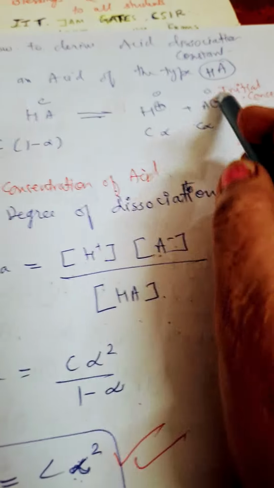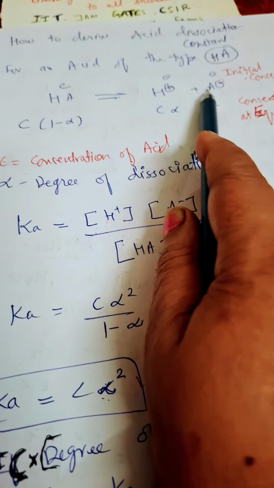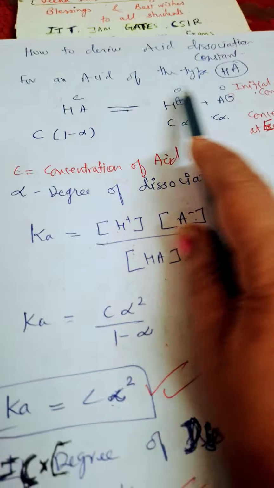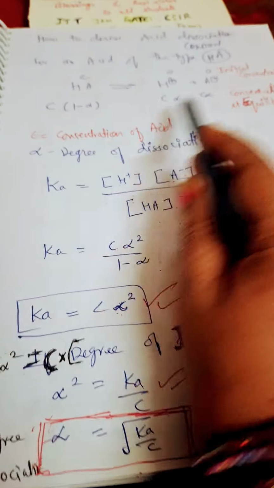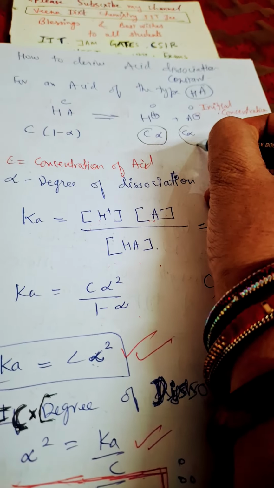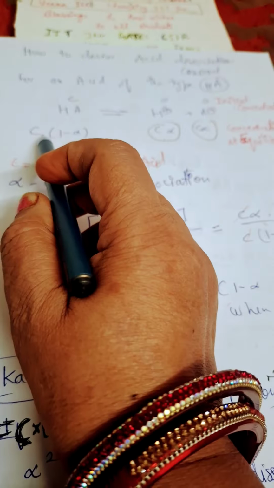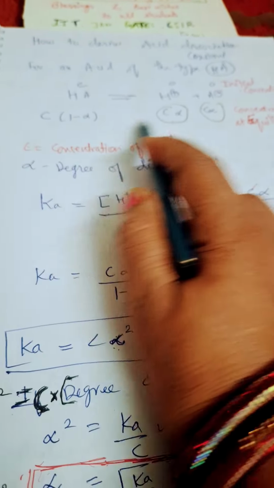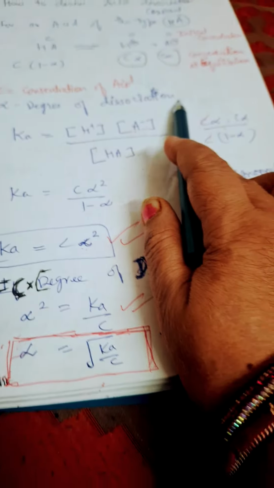For an acid of the type HA, it ionizes. HA gives H positive and A negative. The initial concentration is C for the acid, and H positive and A negative both have 0. Suppose C alpha is dissociated from this. So C alpha will be there for H positive and C alpha for A negative. What does it mean? It means C(1 minus alpha) remains, so at equilibrium this is the concentration. C is the concentration of acid, alpha is the degree of dissociation.